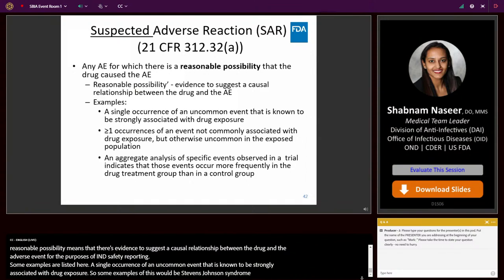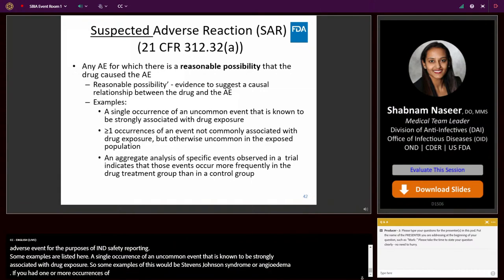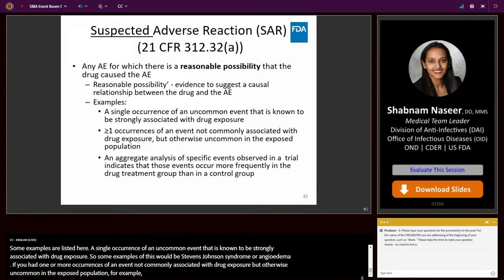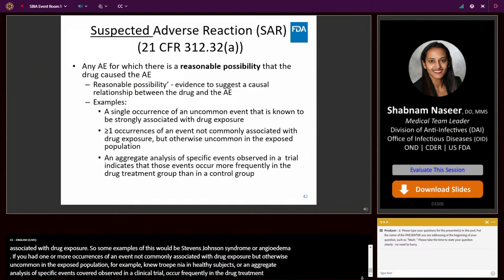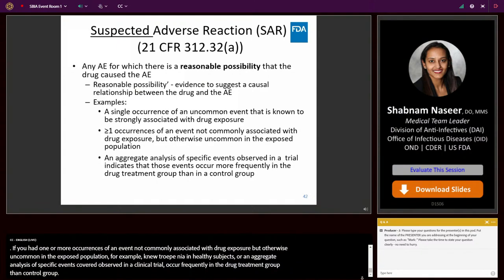If you have one or more occurrences of an event not commonly associated with drug exposure, but otherwise uncommon in the exposed population, for example, neutropenia in healthy subjects. Or another example is an aggregate analysis of specific events observed in a clinical trial that indicate that those events occur more frequently in the drug treatment group than in a concurrent or historical control group. An example of this could be acute myocardial infarction in a long duration trial with elderly cancer patients.